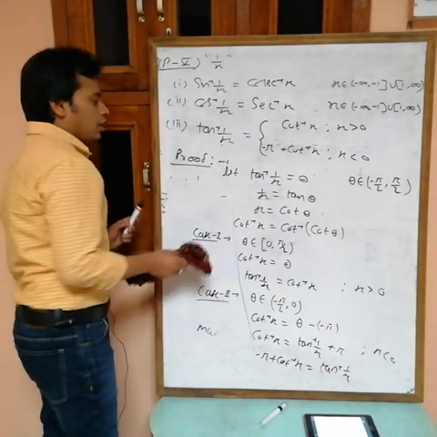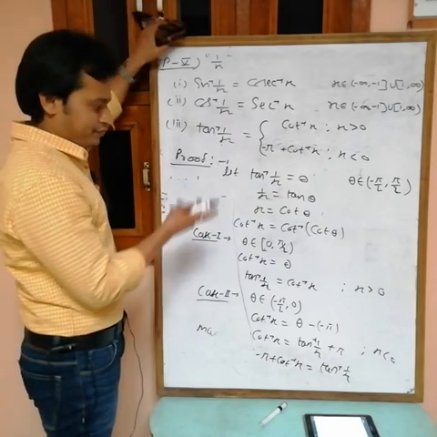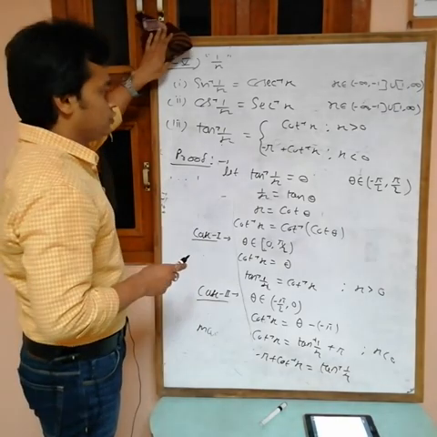Property number 2 will now be used to prove other properties. That is the reason.